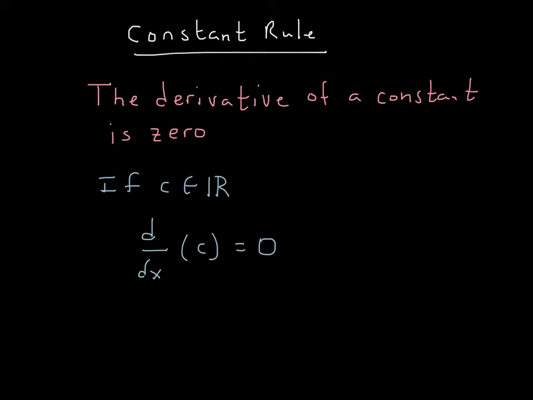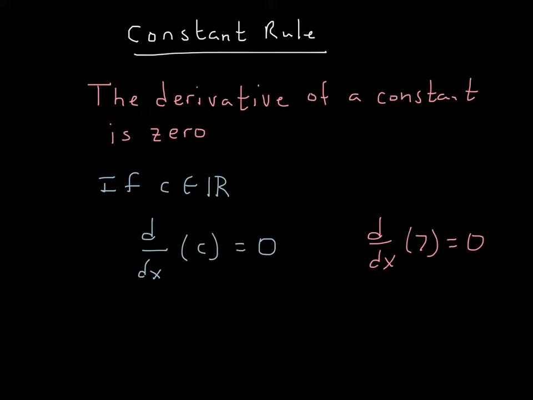And so, in this situation, we know that if c is a real number, then the derivative of that c is equal to 0. In other words, if I was asked to find the derivative with respect to x of the number 7, that derivative is 0. Anytime you take the derivative of a constant, it is going to be 0.